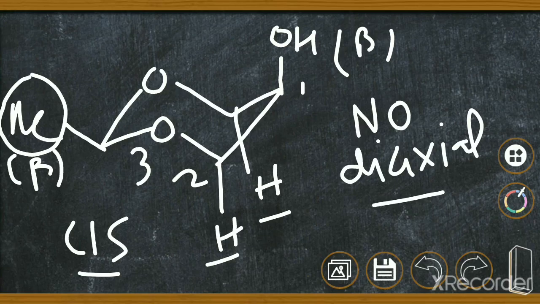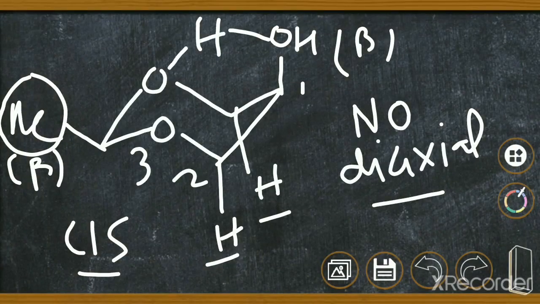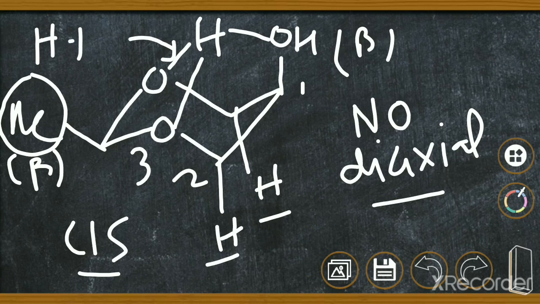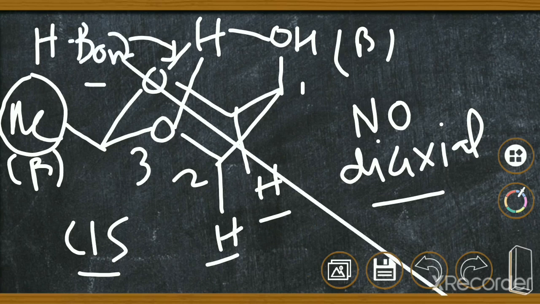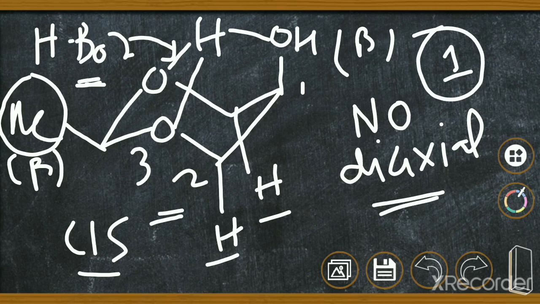And one more thing is that this OH can be represented like this, and here you can see there is a hydrogen bond between this oxygen and this OH. So this hydrogen bond will make the system more stable. So for this hydrogen bond we will get this conformation as the most stable conformation. So guys, option 1 is the most stable conformation because of these two reasons: no diaxial interaction and the hydrogen bond will give extra stability. So option 1 is the correct option.